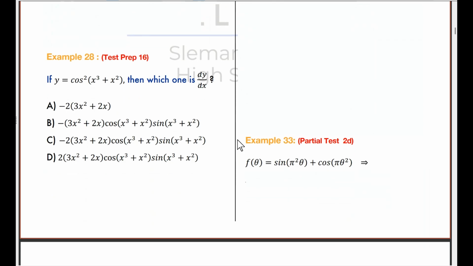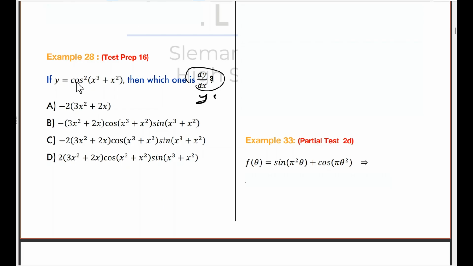Another question, test prep question. It's such a confusing question. We have a lot of powers. We have powers in the angle. We have powers of the function. What is dy over dx? Remember, dy over dx indicates derivative, y prime. So you take derivative. How do you take derivative?